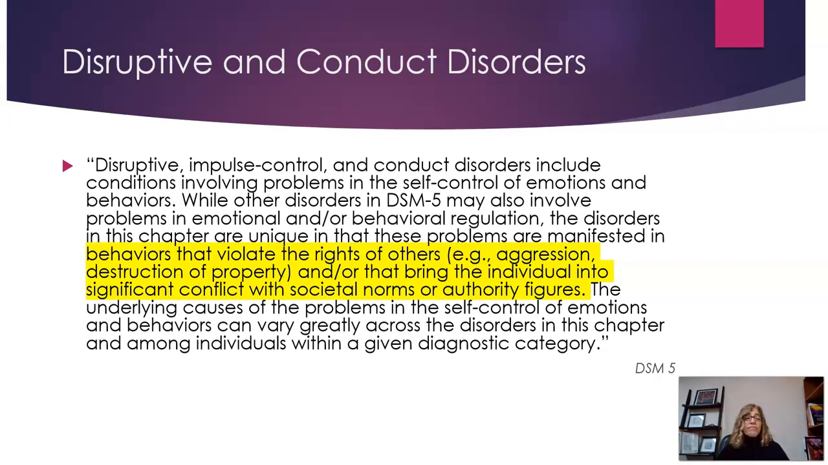Now, one of the things to keep in mind is that not all of the disorders in this section are disorders of childhood and adolescence. There are some that are for adults also. We're only going to look at oppositional defiant disorder and conduct disorder out of this chapter in the DSM. So let us have a look at oppositional defiant disorder.